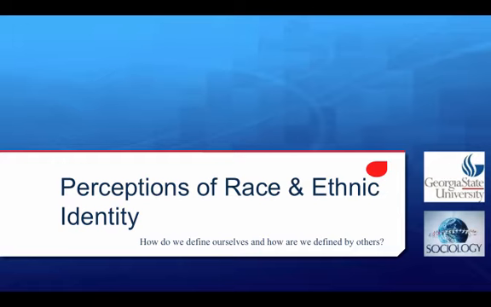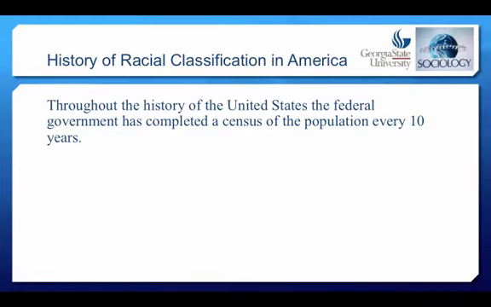What are the boundaries between different race and ethnic categories, and how is that defined by not only ourselves but by others? So the first thing we're going to do in this presentation is talk about the history of the US Census and how it has changed over time to measure race.